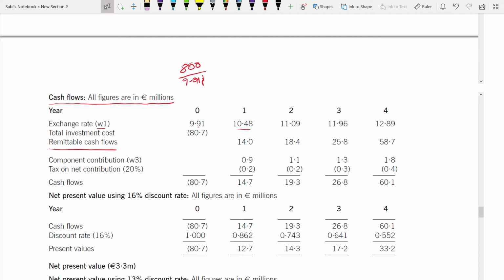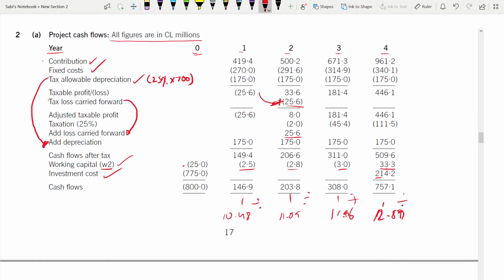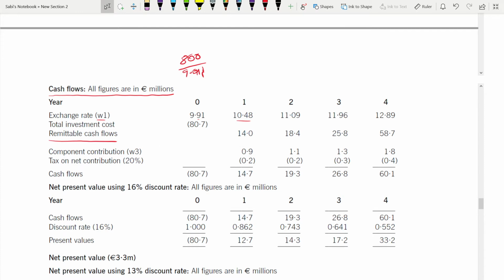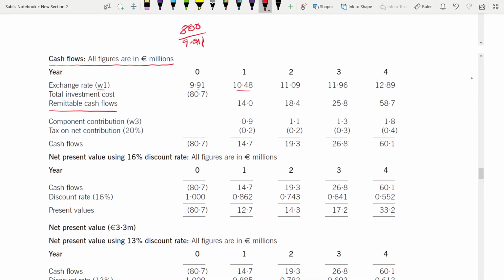This component contribution you have to work out when you convert it into euro, because it is the contribution from the euro's point of view. That's why we didn't take this component. So don't get this component contribution confused with this. This contribution is for CL, what they have given. The other component contribution is from euro. That's why only after we convert to euro we are taking that component contribution. We didn't put it there because it has nothing to do with CL. And for this we have a separate working 3.